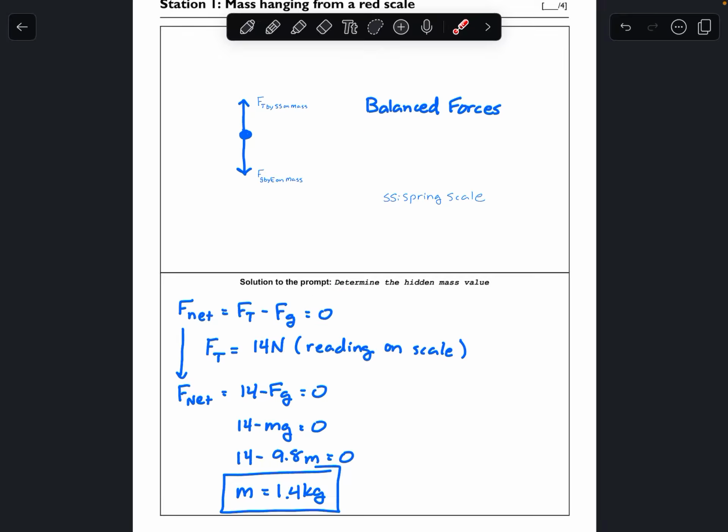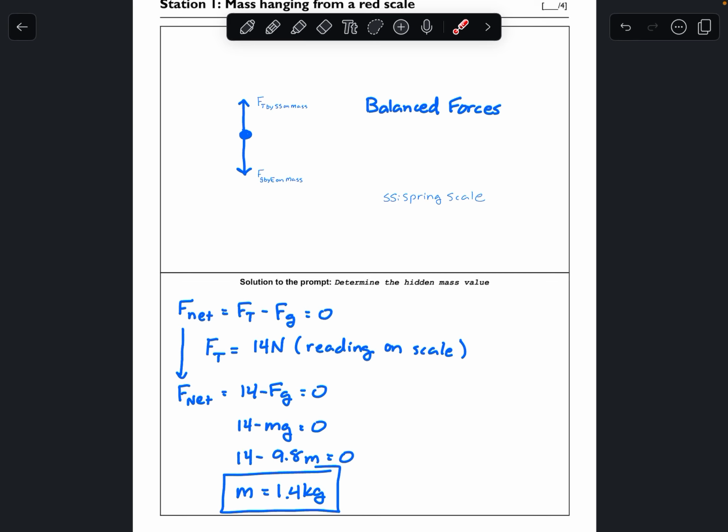With that line done, I'm going to remember the value that I read off of the spring scale was 14 newtons. What force is that? Well, that's the interaction between the spring scale and the mass, so I've labeled it as tension. That's the reading on the scale. I just made a note there of that because I want to be clear. It's data I read. It's not a number I calculated, 14 newtons.